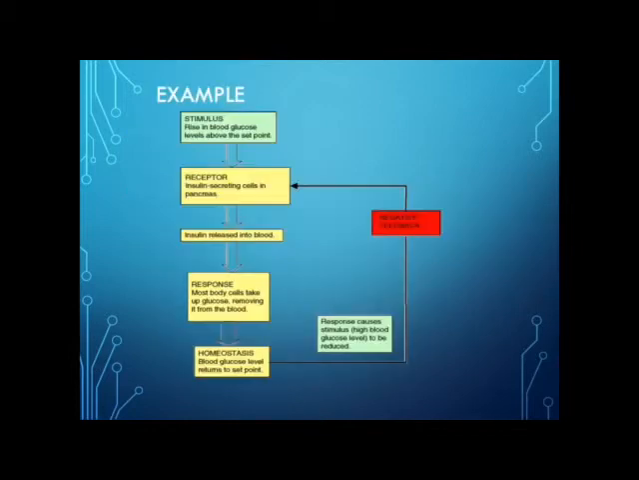An example: the stimulus, a rise in blood glucose levels above the set point. The receptor, insulin secreting cells in the pancreas. Insulin is released into the blood. And the response, most body cells take up glucose, removing it from the blood. Homeostasis, blood glucose level returns to set point. The response causes the stimulus, high blood glucose levels, to be reduced, which turns into negative feedback back to the receptor.